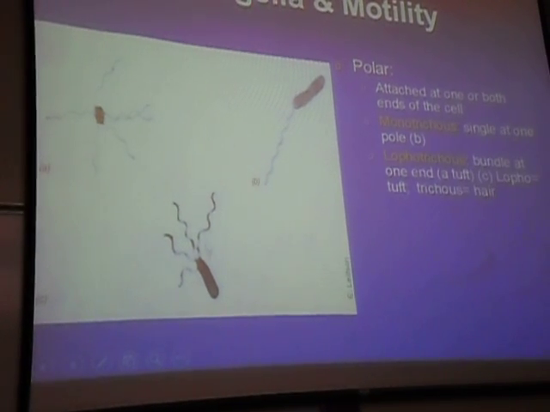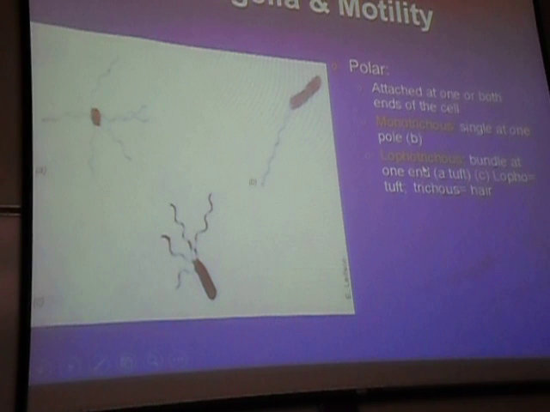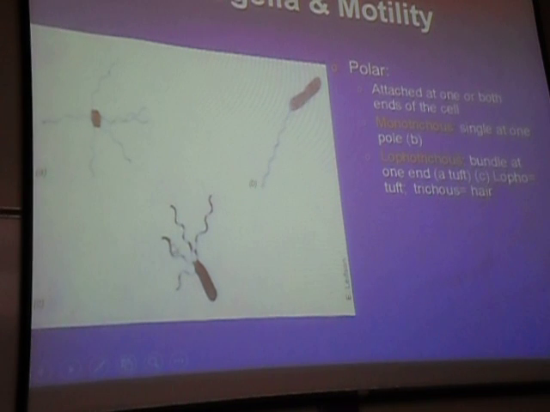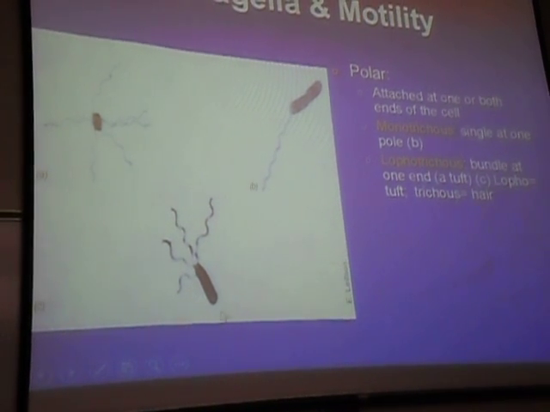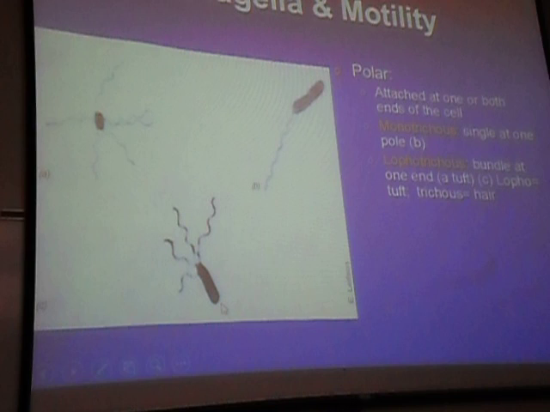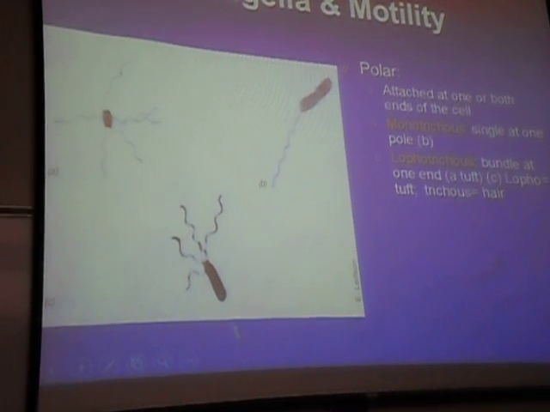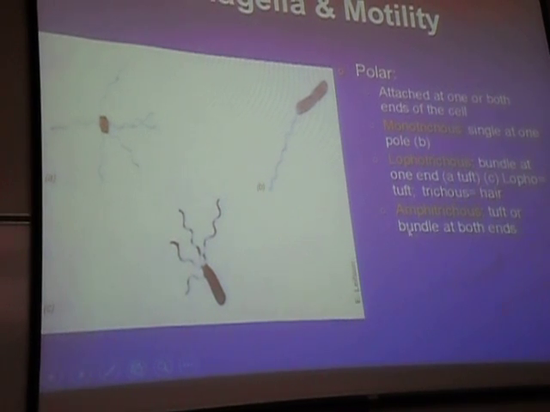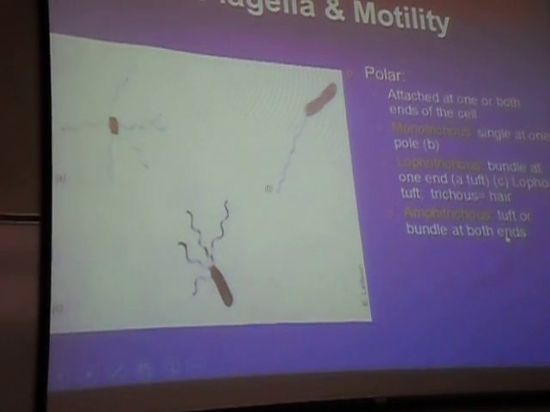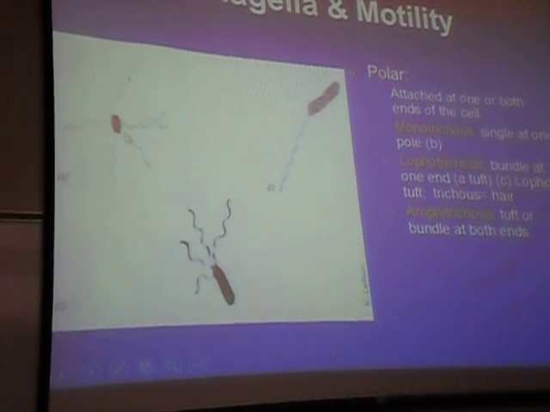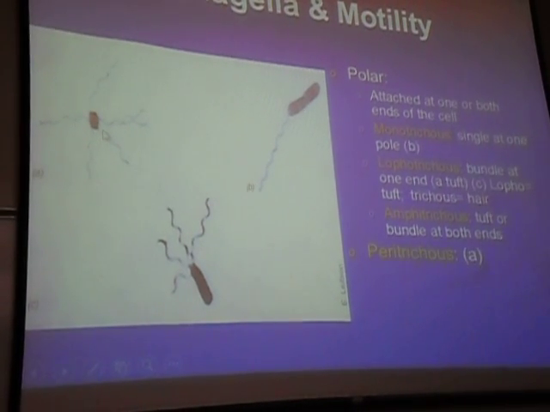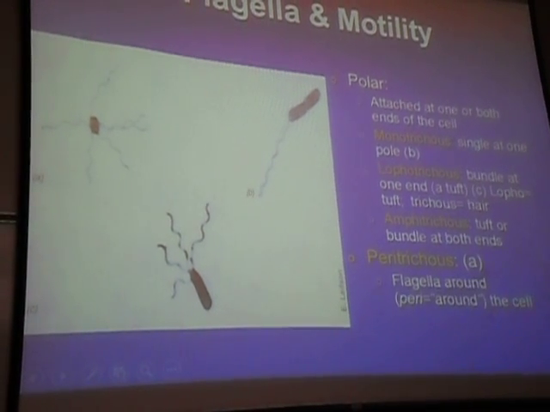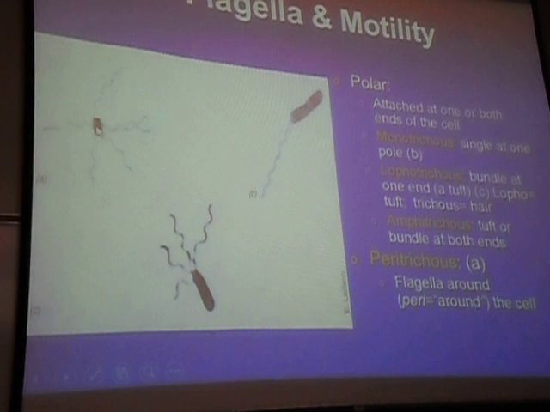Then we have a little bundle or a tuft of them, okay? Lopho means a tuft, so it's a bundle at one end, okay? We can also have them, once again, trichous means hair, just like this, except another bundle at the other end. And when that happens, you call it amphitrichous, meaning a tuft or bundle at both ends. And then the other arrangement is to have it scattered around the entire periphery of the cell, and that's called peritrichous. So I think of peri being periphery, but actually peri means around, okay? So it's around the entire cell there.